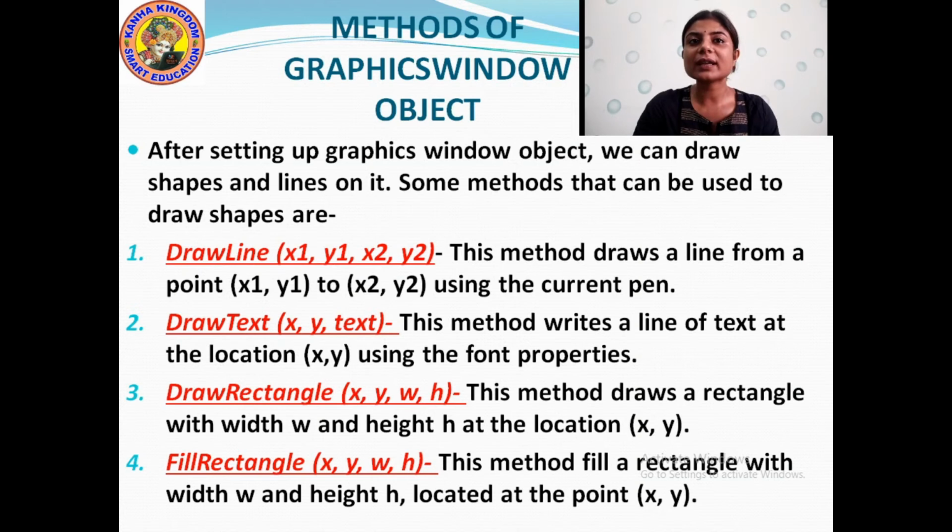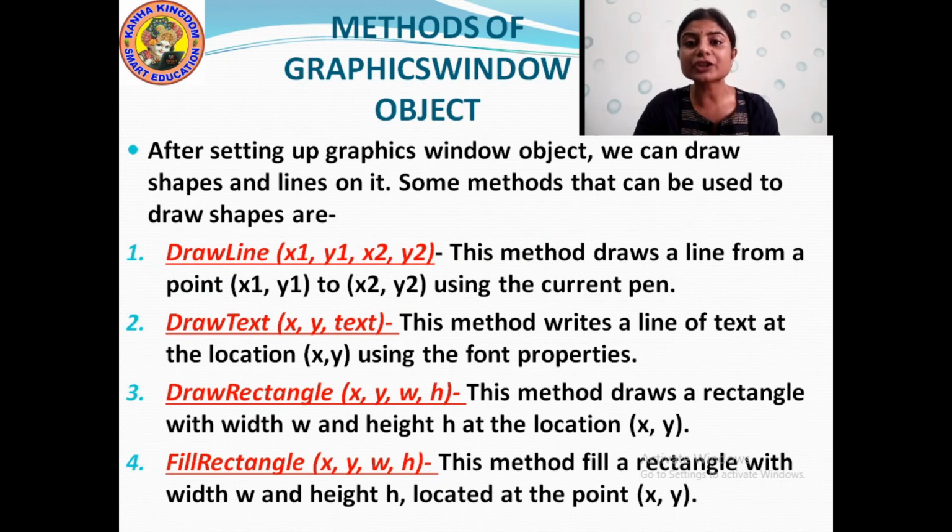Then the second one is draw text, XY, text. XY is the variable that is denoted. You can use it by giving a value to it, and according to the value that you give, it will draw a text in your program. This method writes a line of text at the location XY using the font properties.